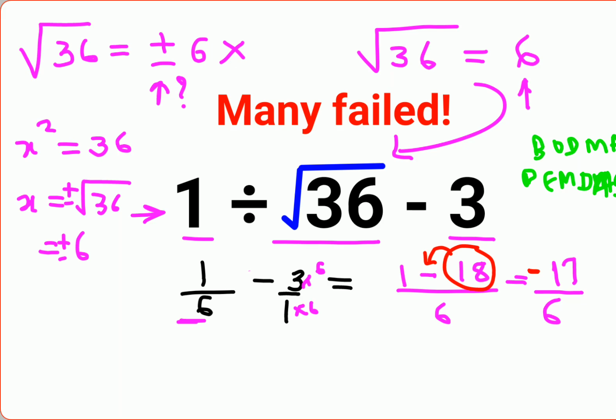Now this is an improper fraction. So here you can even write this as 2 5 by 6. That is the right answer for this particular question.